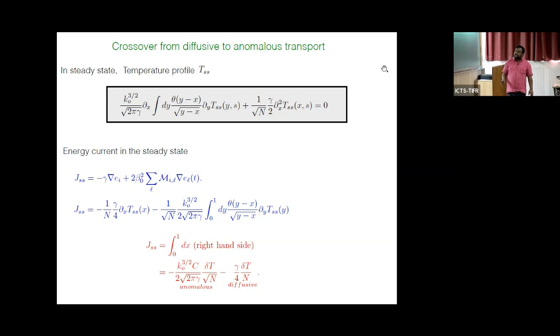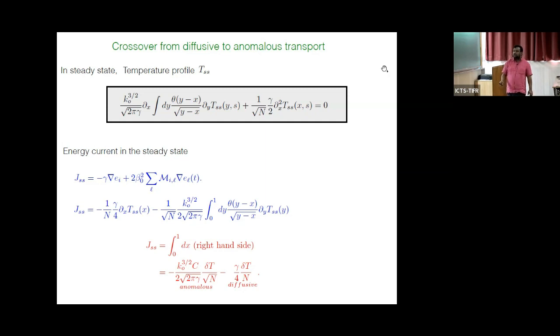And the energy current in the steady state, if you write it down in terms of the functions, is given by this, where you have this piece from the super diffusive part, and this is from the diffusive part. Of course, it looks like this side is position dependent, and in the steady state, this should not be position dependent. It's actually not. The temperature profile is such that it is actually not. So you can integrate both sides, and you find the explicit expression for the current.